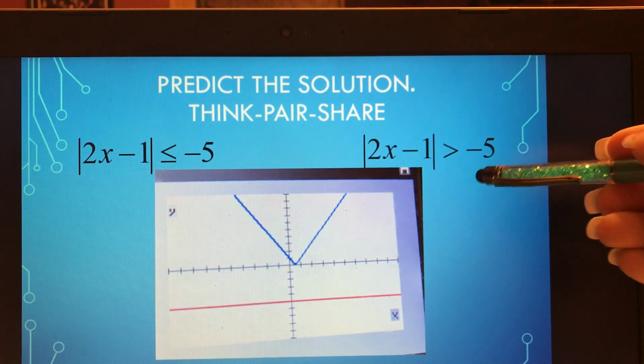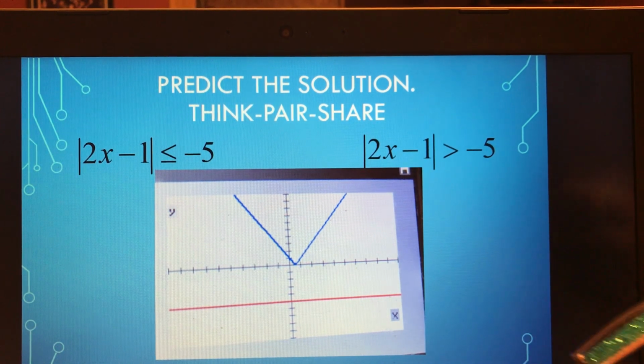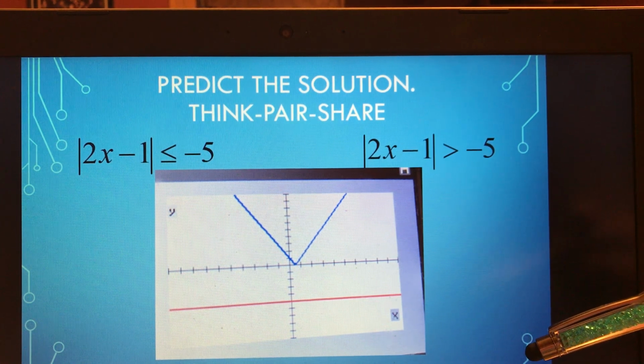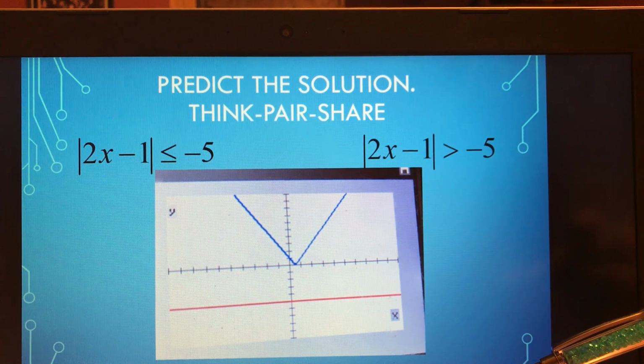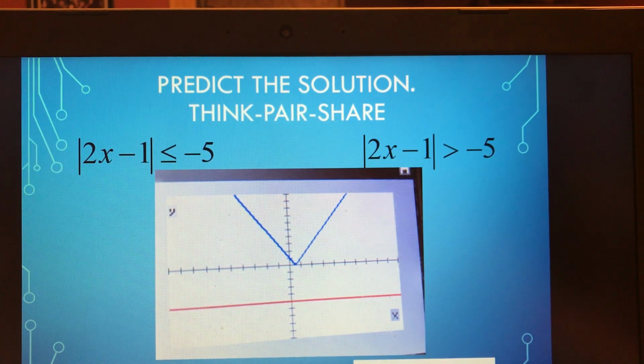Right, now, how about if it's greater than -5? Very good. It's always greater than -5. So that's all real numbers will satisfy that solution. Now, if that were an equal sign, some of you immediately said that there were no solutions for either. So you want to be real careful about that when you're talking about inequalities.